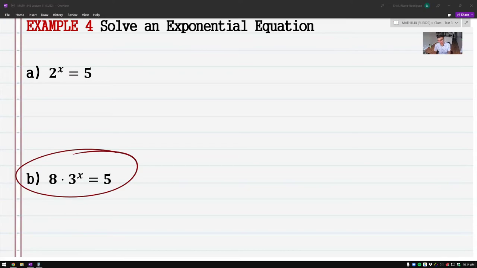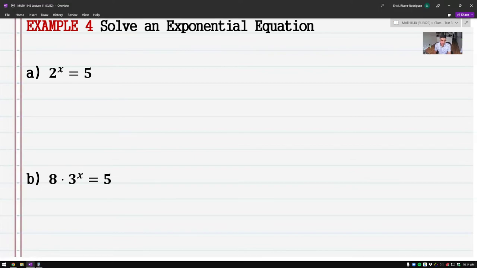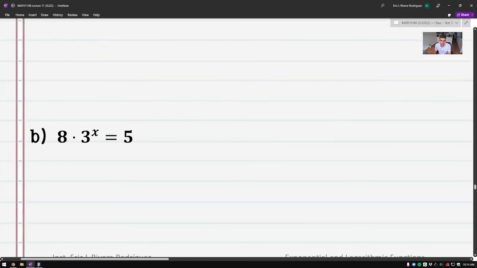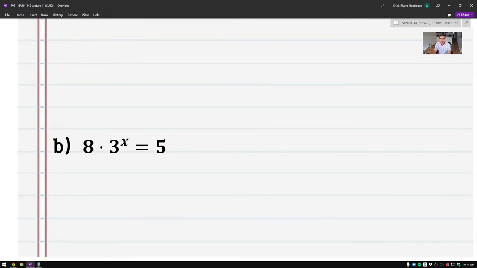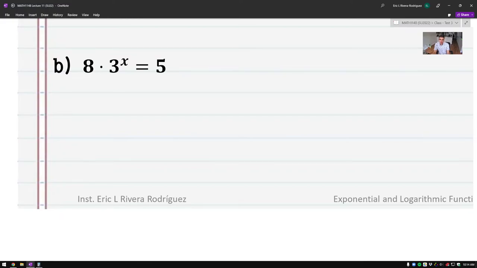So this one is tricky, okay? It is tricky because we have a factor in front of the exponential expression, okay? So we have a value for c that is different than 1. So what we want to do in these cases is to leave alone or isolate the entire exponential form.